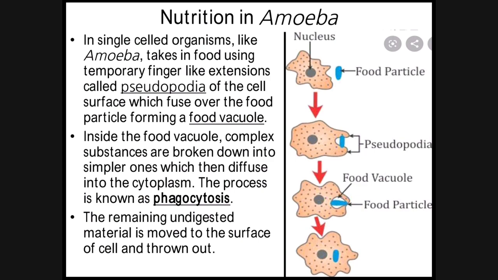In amoeba, the cell membrane can change its shape to take the food particle. So here amoeba takes the food by using a temporary finger-like extension, known as pseudopodia, that fuse over the food particle and form a food vacuole. And inside this food vacuole the food is digested, and this whole process is known as phagocytosis.